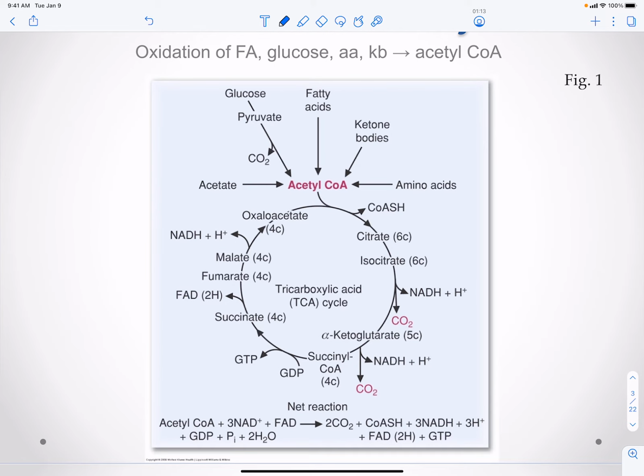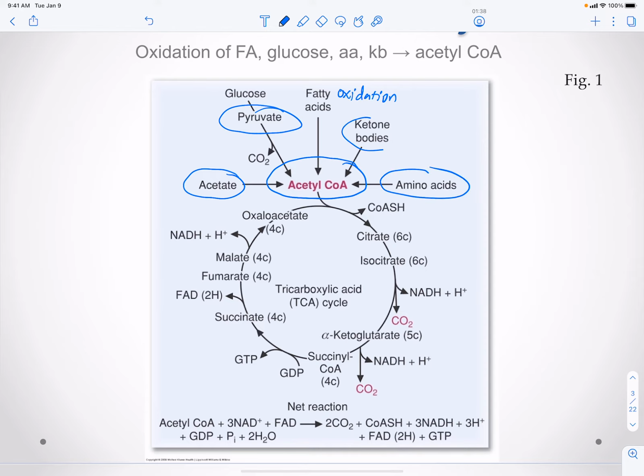And the TCA cycle is going to start with acetyl CoA. And as we mentioned before, acetyl CoA can come from many different sources. We can have acetyl CoA from pyruvate, from fatty acid oxidation, and from ketone bodies such as acetoacetate. Also amino acids, of course. And all of these are going to generate our 2-carbon acetyl CoA.